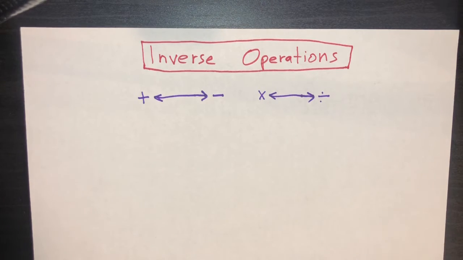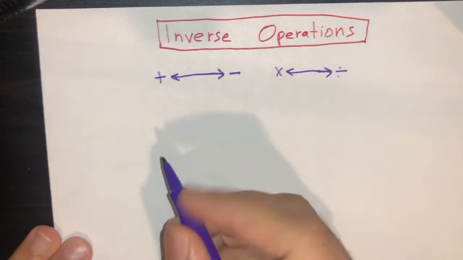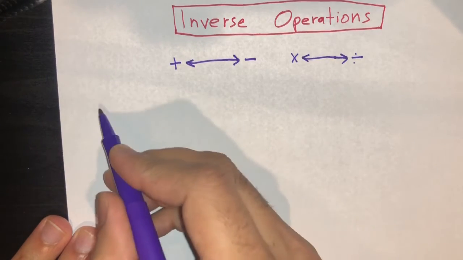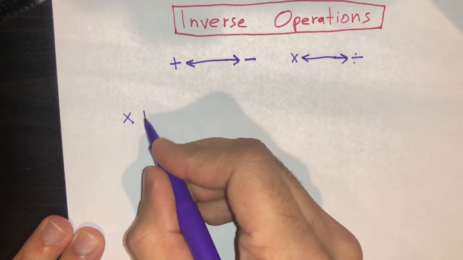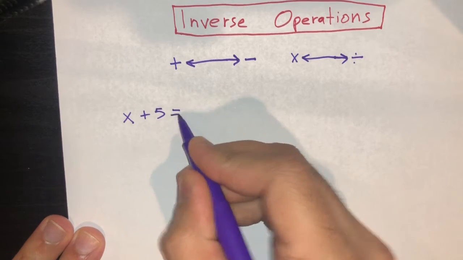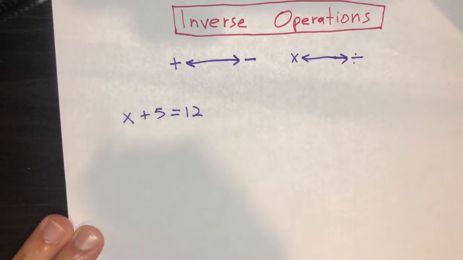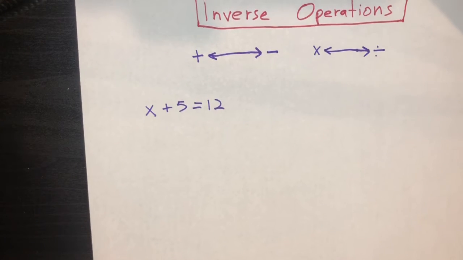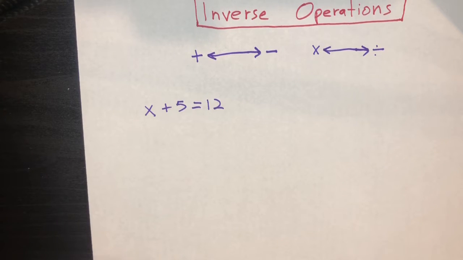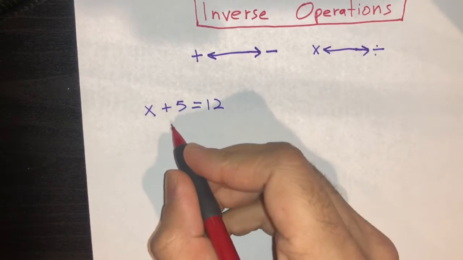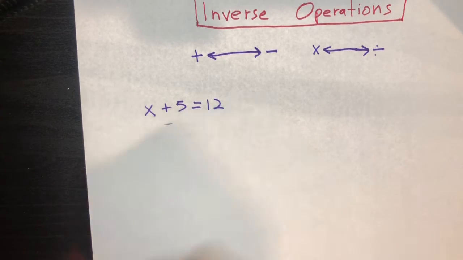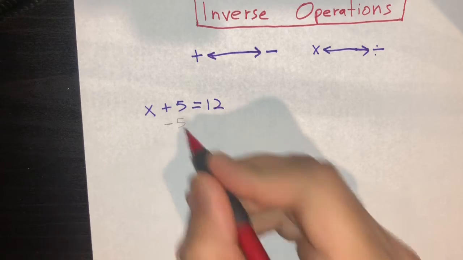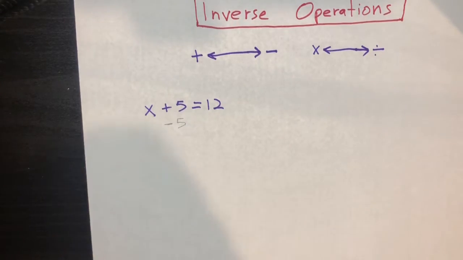Okay, I'm going to do a couple example problems now. So the first one is going to be x plus 5 equals 12. Okay, so my inverse operations here are going to tell me to use subtraction because I have addition right here. So I'm going to subtract 5 on both sides.